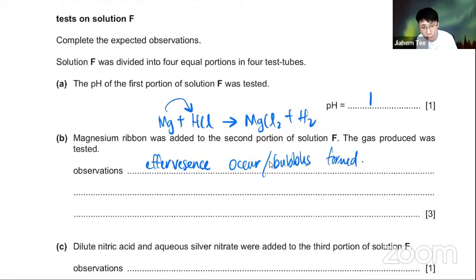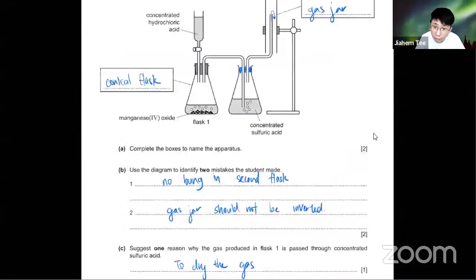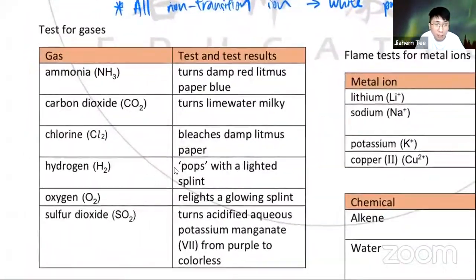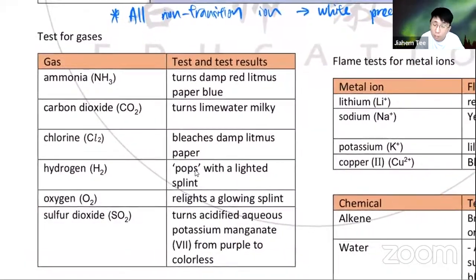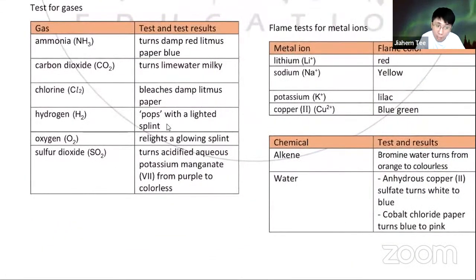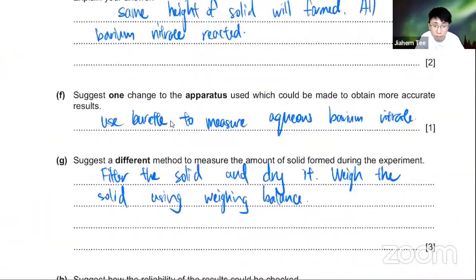Once you get this out, then you can say tested. So how do we test hydrogen gas? If you go back to our notes in the front, to test hydrogen gas, it pops with a lighted splint. You put a lighted wooden splinter into the hydrogen gas, and it gives a pop sound. That's what we know.